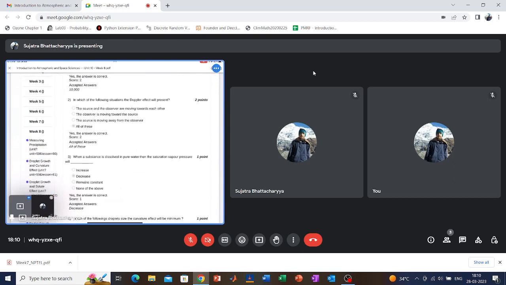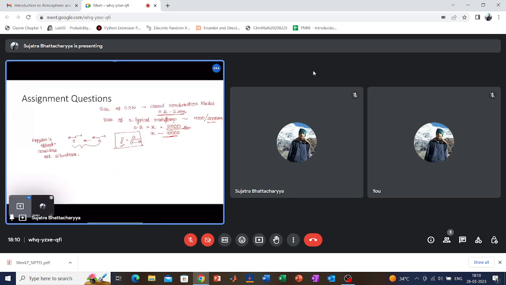Third question is, when a substance is dissolved in pure water, then the saturation vapor pressure will. The question has a very important phrase here: when a substance is dissolved in pure water. Now, what is the meaning of pure water? No salts. Now, if salts are present, suppose this is a container where some salts are also present, then what will it do? It will close the gap and it will not allow the molecules to evaporate or vaporize.